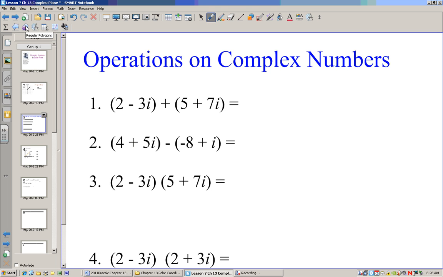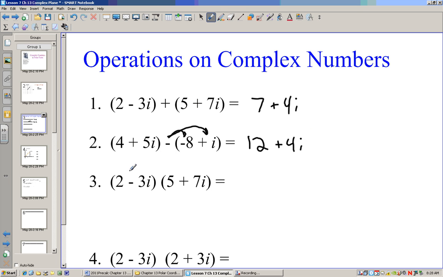We can do operations on complex numbers, and we've done this before. If we're just adding two complex numbers, 2 plus 5 is 7, negative 3 plus 4 is 4i. When we're subtracting, now we distribute over the parentheses. So 4 minus a negative 8 is a 12. 5 minus an i is 4i.